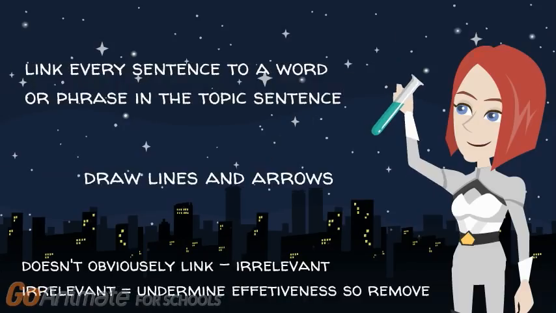A way to test paragraph unity is to try to link each sentence to a word or phrase in the topic sentence. Draw lines and arrows if you must. Any sentence that you cannot obviously link to the topic sentence is probably irrelevant and therefore will undermine the effectiveness of your paper and should be removed.